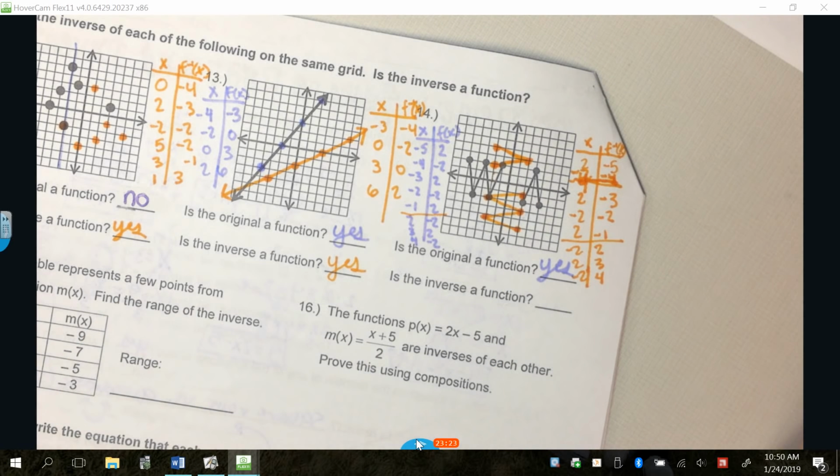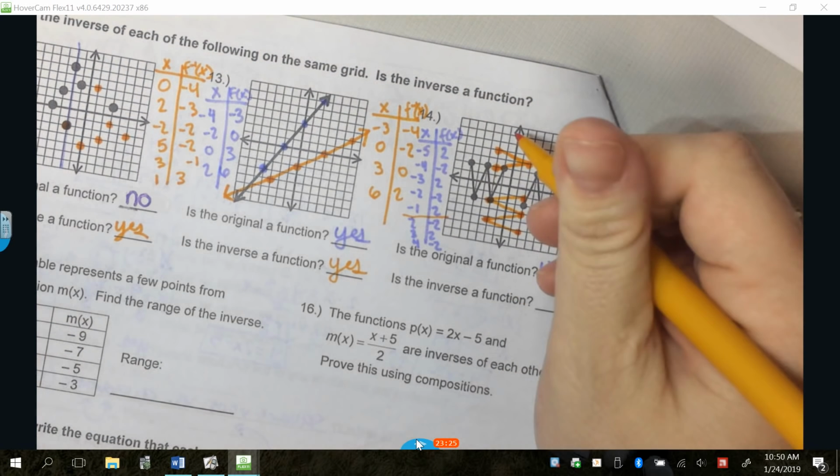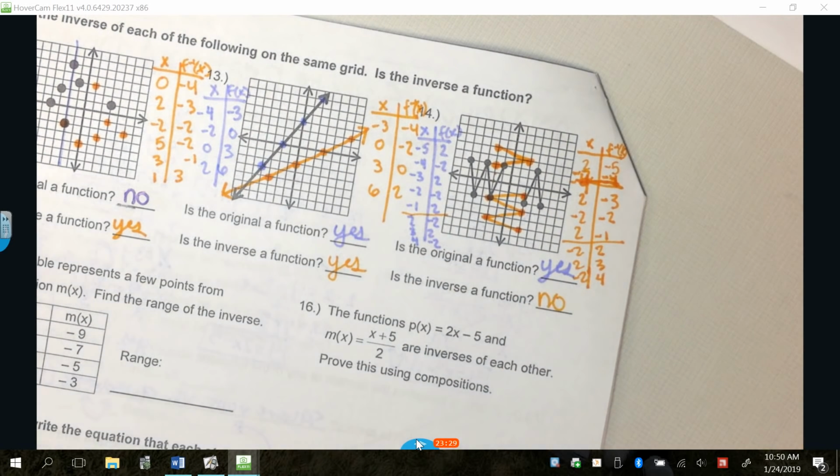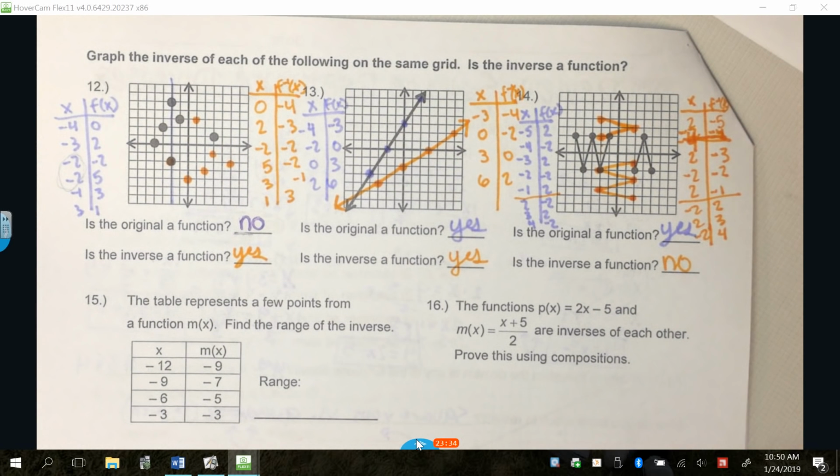Okay. There's my inverse. Now, is this one an inverse or a function? No, if I draw a vertical line there, it touches a bunch of times, so it's not a function. Okay. Ooh, sorry, that one was a lot, and I messed up a couple times. See, I'm a real person, promise.